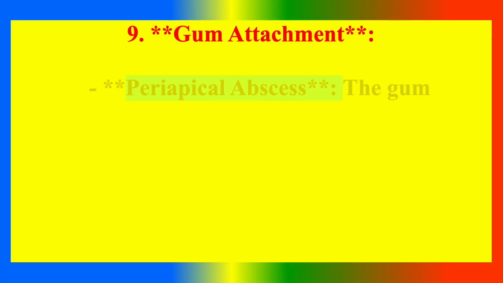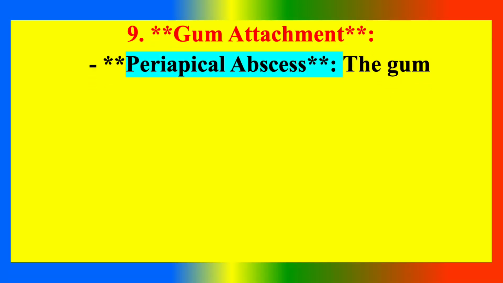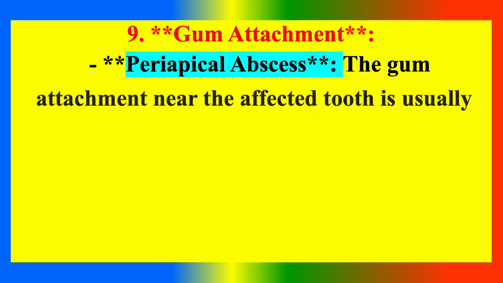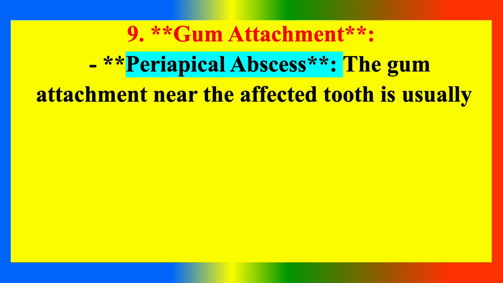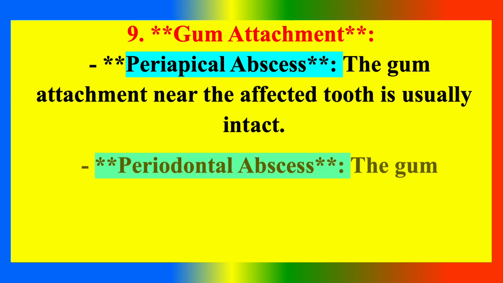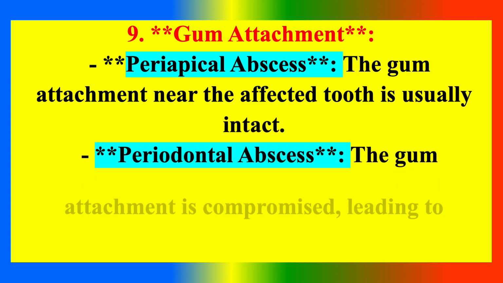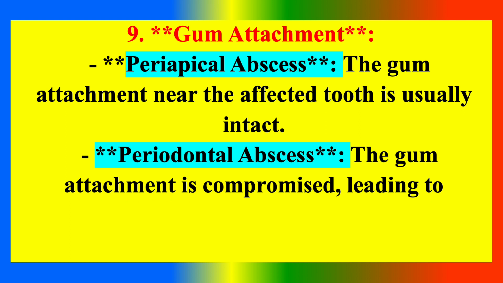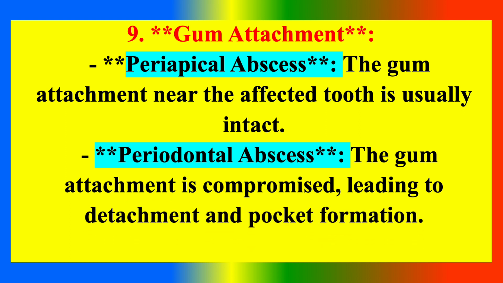Nine, gum attachment. Periapical abscess: the gum attachment near the affected tooth is usually intact. Periodontal abscess: the gum attachment is compromised, leading to detachment and pocket formation.